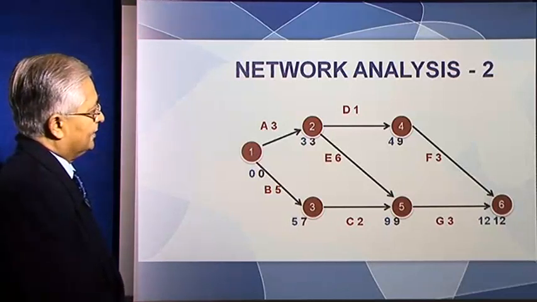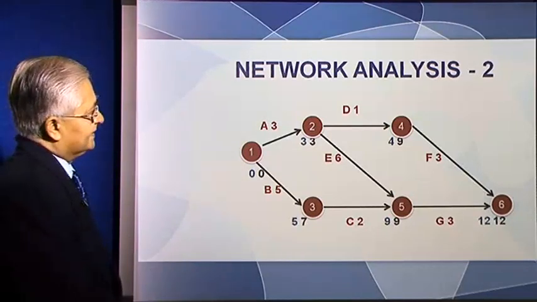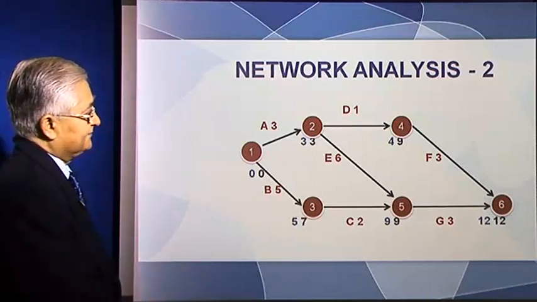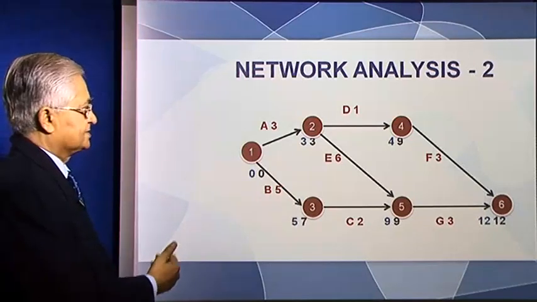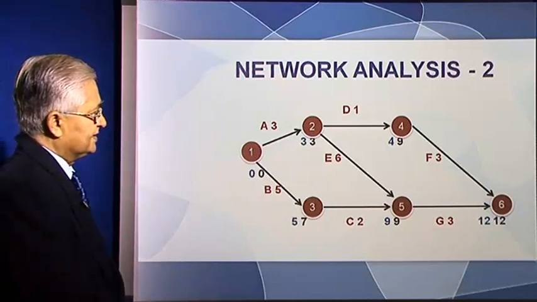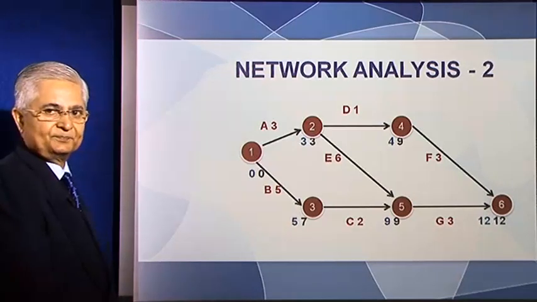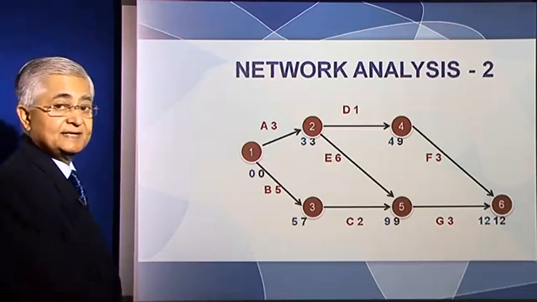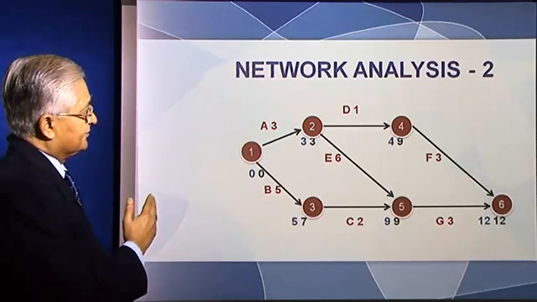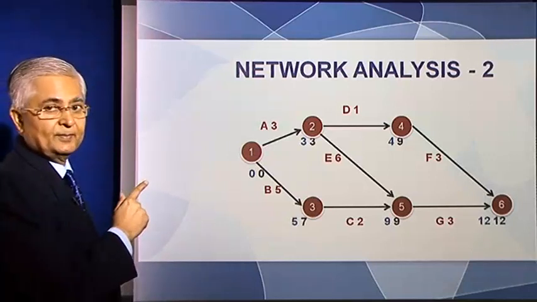Now let's come to event 5. To reach event 5, activity E needs to be over. Activity C also needs to be over. 2 activities need to be over to reach event 5. Now, activity E takes 6 months. The earliest you can reach 2 is 3 months, the blue figure.